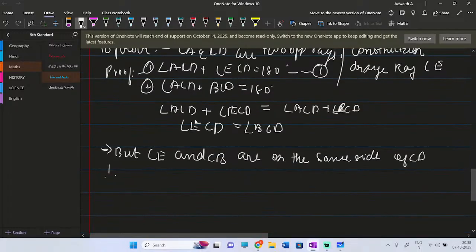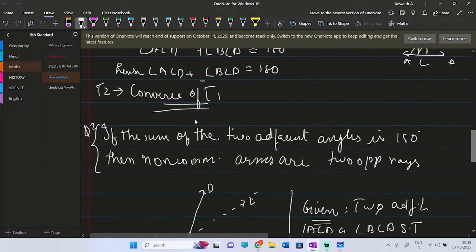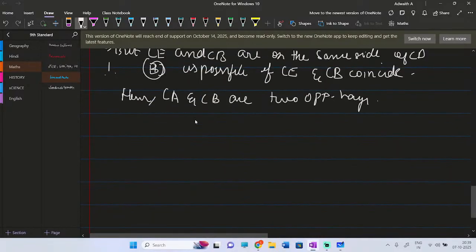Therefore, the third equation is possible if CE and CB coincide with each other. Hence CA and CB are two opposite rays. Finished. This is the converse statement.